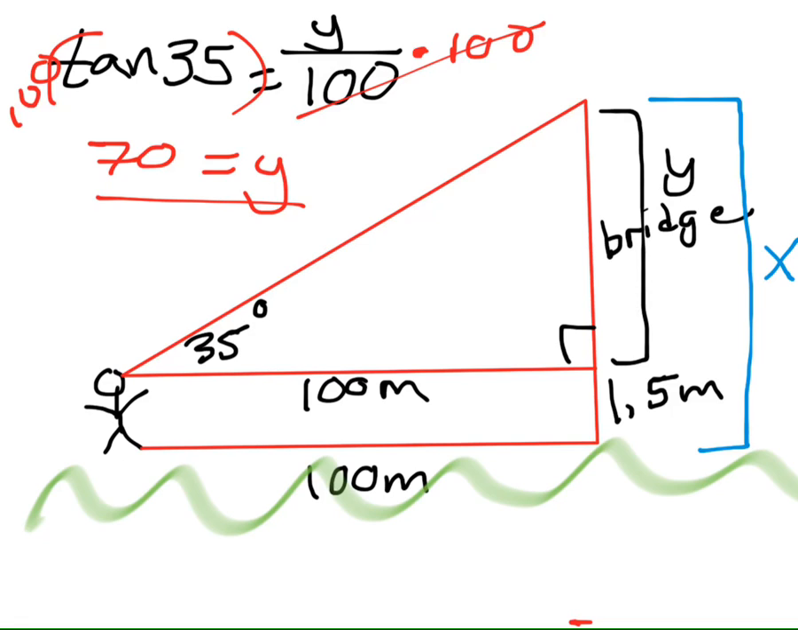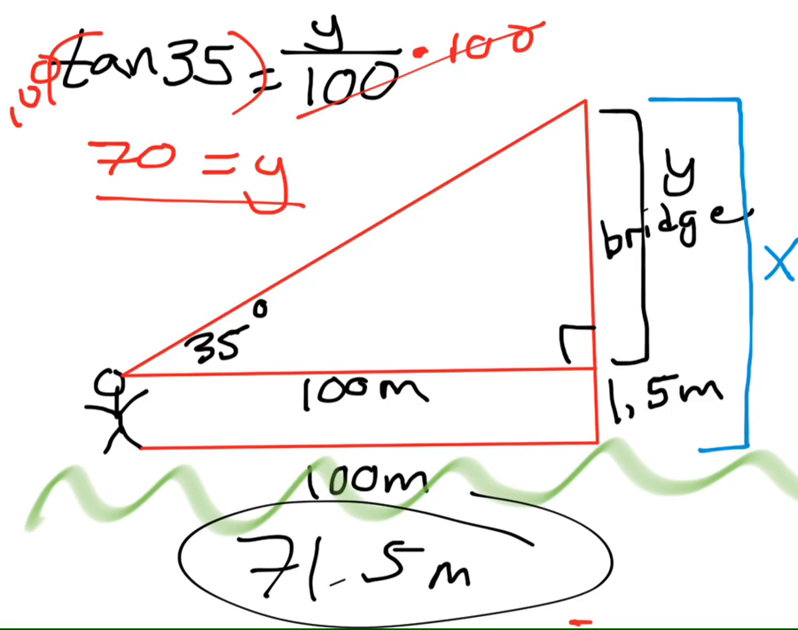You might check that on your calculator just to make sure you're in the right mode or you're plugging it in right. But this isn't finished because the question asked me what's the total height of the bridge, right? So what is the total height of the bridge here? 71.5, right? Because from here to here, I called that y. I just found that as 70. But I'm 1.5 meters up here from the ground. So the total height of the bridge is going to be 71.5 meters, just adding those two together.